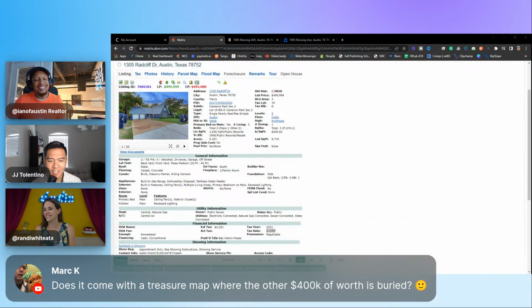Yeah, that's hilarious. Look. Oh my gosh. Okay, so Mark K says, does it come with a treasure map where the other 400K of worth is buried? That's really funny. Listen, man, the other 400K is the fact that you can put this up for a weekend during South by and probably make 10 grand. That's one of them. Yeah, it's the dirt. It's not the house. It's the land itself.